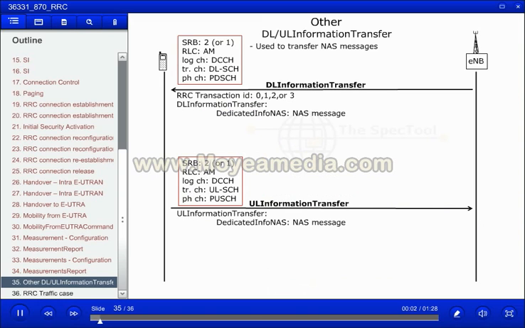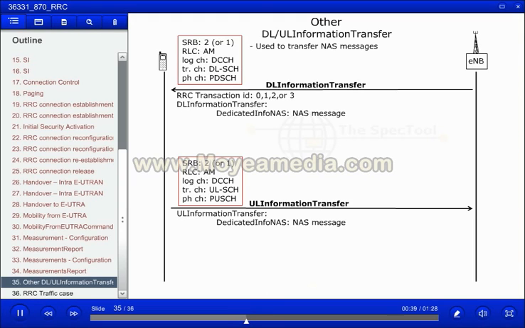The RRC procedures that are only used to transfer NAS messages UL and DL are the DL information transfer and the UL information transfer. If signaling radio bearer 2 has been established, both the UL and DL information transfer messages will be delivered on that, else on signaling radio bearer 1. RLC acknowledged mode is used.